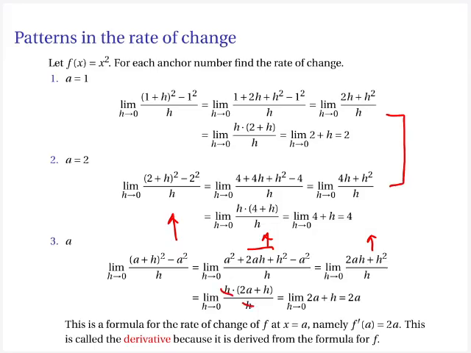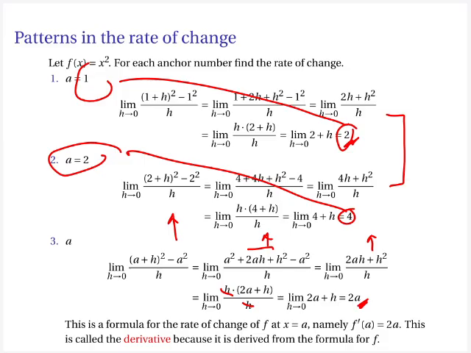Cancel the H's. We remember canceling the H's. Plug in H equals 0, and you end up with twice A, and that fits. This is twice A, twice A. That's right. And this is twice A. That's right. So the pattern is, when f of x equals x squared, and you try the anchor point at A, you end up with a rate of change of twice A.